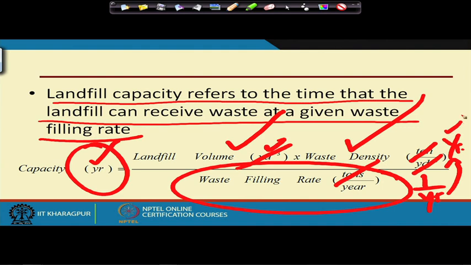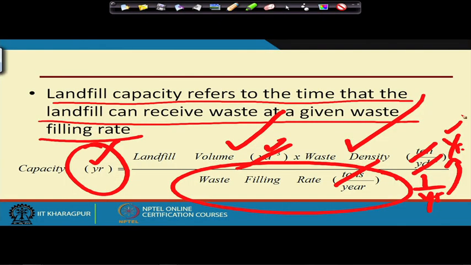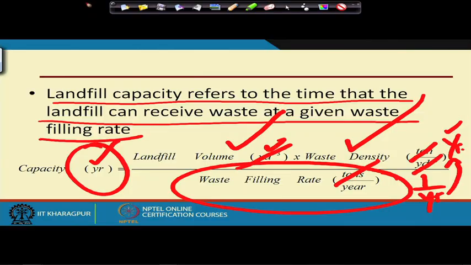So landfill volume times the waste density. So essentially on top we have the mass. This is the mass. On the bottom, what do we have? On the bottom we have the mass that is coming per year. So on top we have the total mass that the landfill can take for the volume it has. On the bottom we have how much waste will go into the landfill per year. So when you divide it, you get the capacity in terms of years.